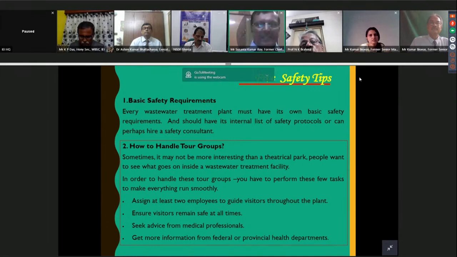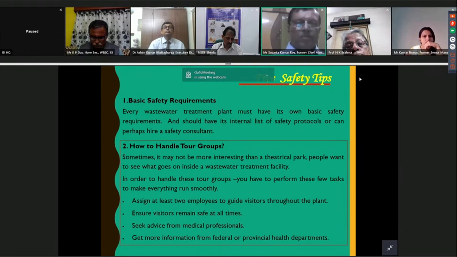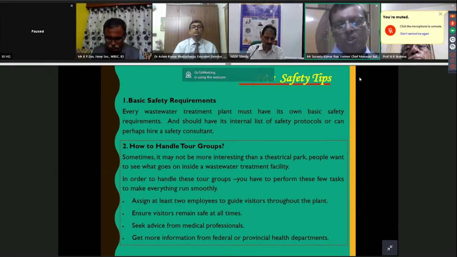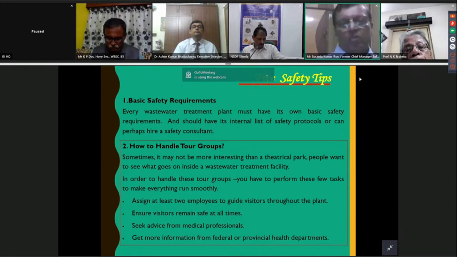The second tip is how to handle tour groups. In many cases, outsiders come and want to visit the wastewater treatment zone, as if it's a theoretical path. In order to handle these groups, what is required? Assign at least two employees to guide visitors in the plant. Ensure visitors remain safe at all times and seek advice from a medical professional. In most cases, we are not taking medical professionals on the premises into the loop, so they have to be informed. Even for a wastewater treatment plant, a medical professional has to be attached to the plant and its operators, so that they can have regular health monitoring or health measures.